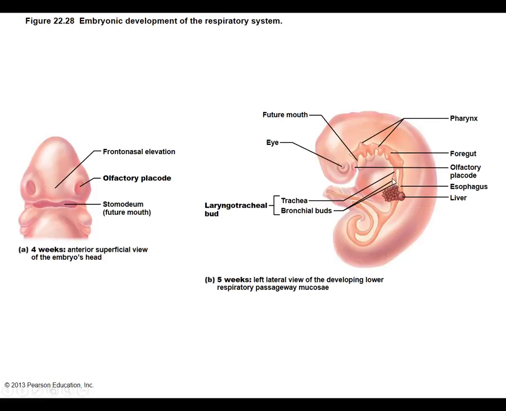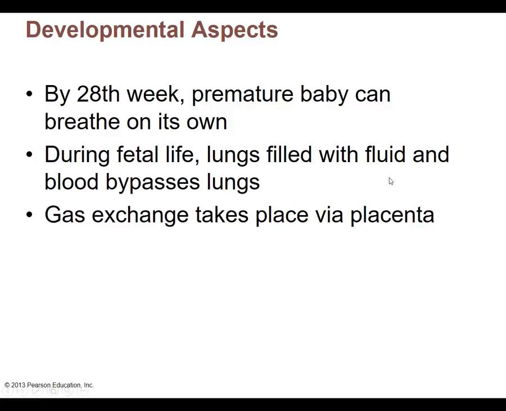By the 28th week, a premature baby can breathe on its own. And again, if you remember what's so important about the 28th week, this is when you start to make that surfactant that can reduce the surface tension so that lungs can expand and we don't have lung collapse. Now, during fetal life, because they are not breathing air, the lungs are filled with fluid, and all the blood just bypasses the lungs.